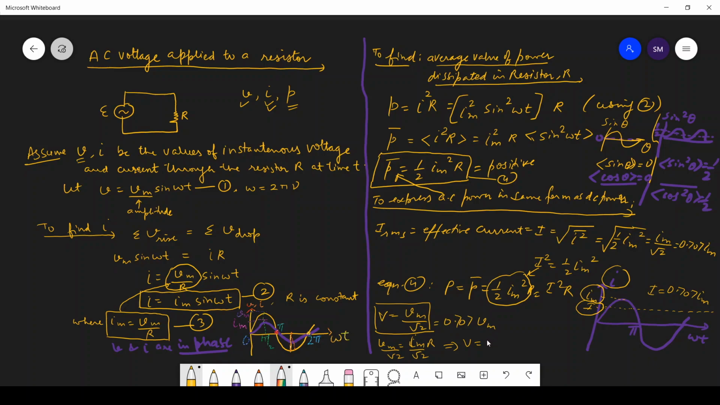So this V and I are the effective voltage and effective current, or root mean square voltage and root mean square current, and this is what their value will be. So we have got the same formula. Our target was to express the AC power in the same form as DC power. We have expressed it, and we have verified Ohm's law also for AC.